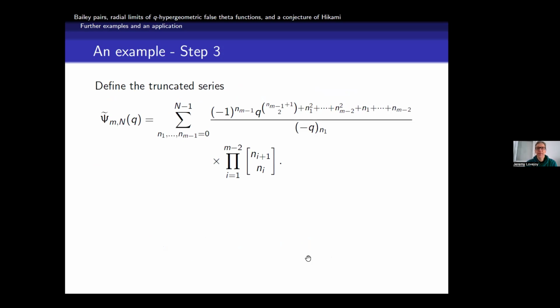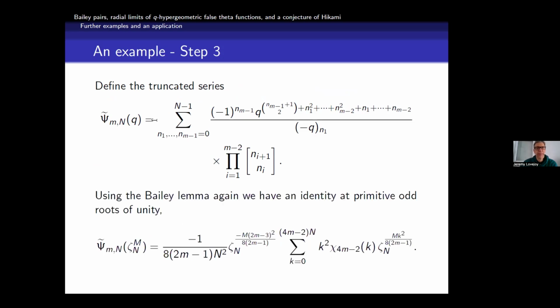Okay, and then in step 3, we define the truncated series, which, like I said, is just the truncated series. So we just truncate this, forget about the prefactors. And we use the Bailey lemma again, the same way, if you look back in part 1, the same way we did for Hikami's functions, and we get an identity at primitive odd roots of unity. So this truncated function evaluated at zeta_n^m is this thing here.